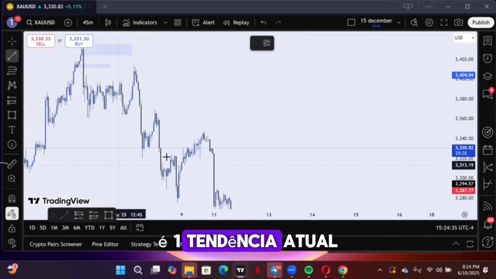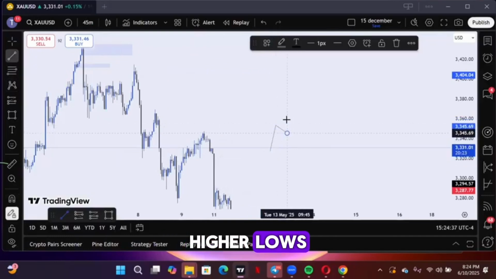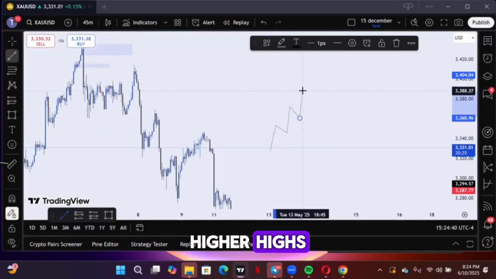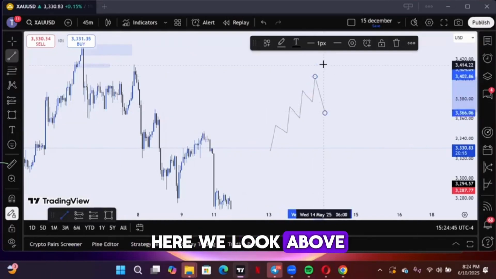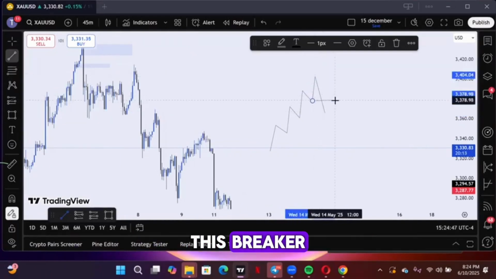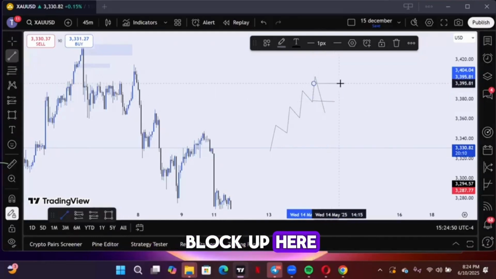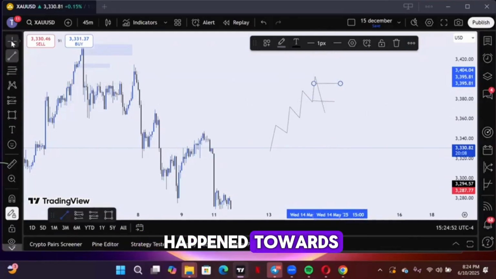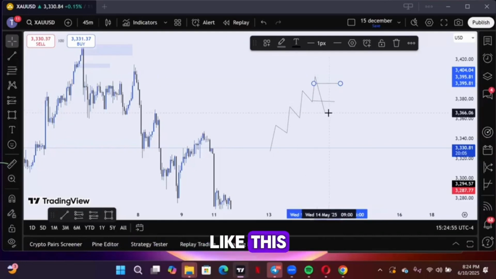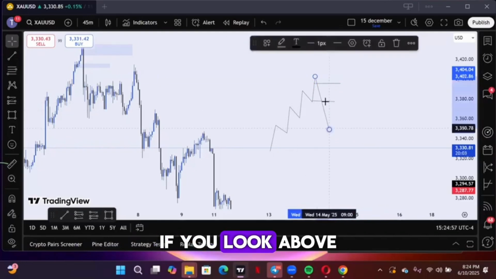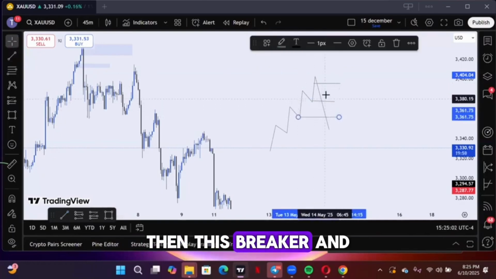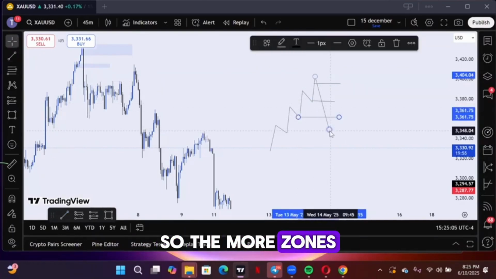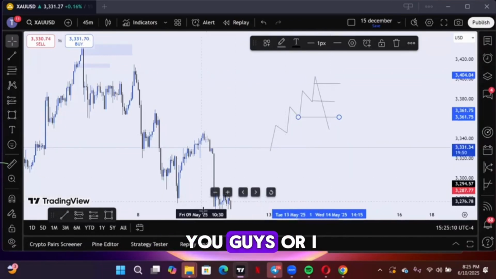If this is an uptrend, higher highs, higher lows, higher highs, higher lows, higher highs, lower low. Once it closes here, we look above to see points of interest, and what is this? This breaker and then this other block up here. If the structure shift happens to go a bit lower like this, and you look above, what are the points of interest? This breaker, then this breaker, and then this other block. So it's now three. So the more zones get broken, the more points of interest you will see. I don't know how else to explain it to you guys.